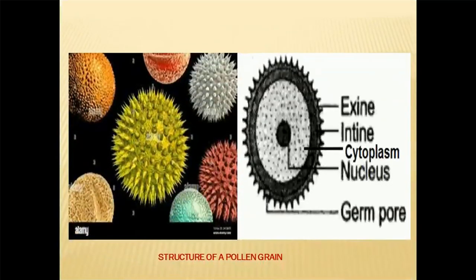So here we have images showing the external view of the pollen grain and the internal view of the pollen grain. Please take note of the external and the internal structure. Now the outer part is the exine, the internal part is the intine. We have the cytoplasm, the nucleus, and the germ. You should be able to draw this and label well. Good. As a student, you should be able to draw and label well.